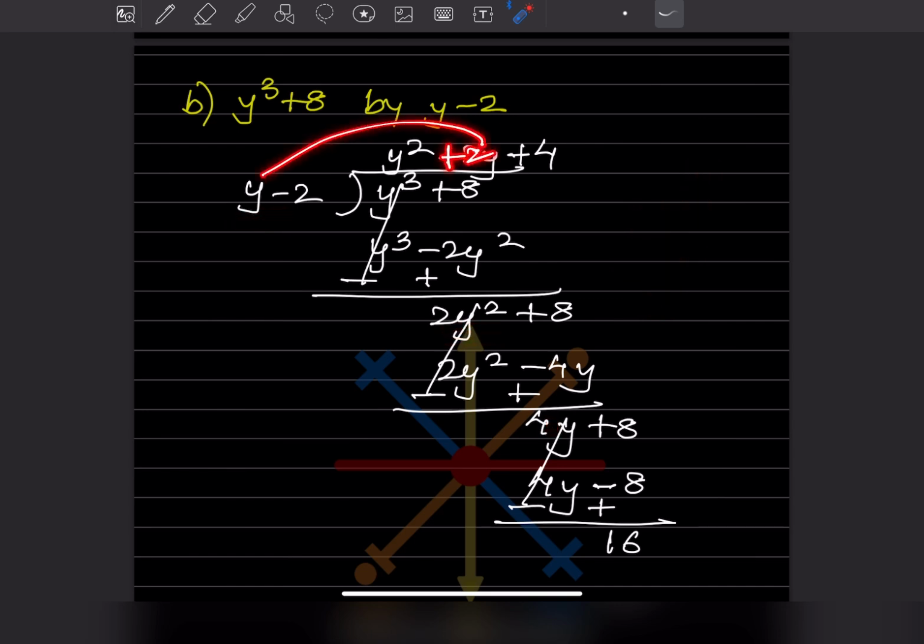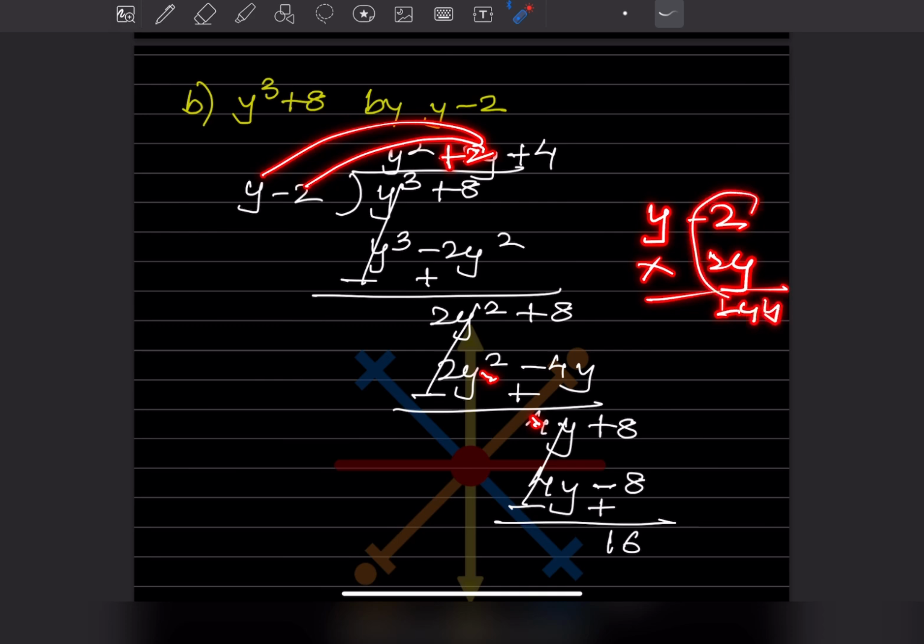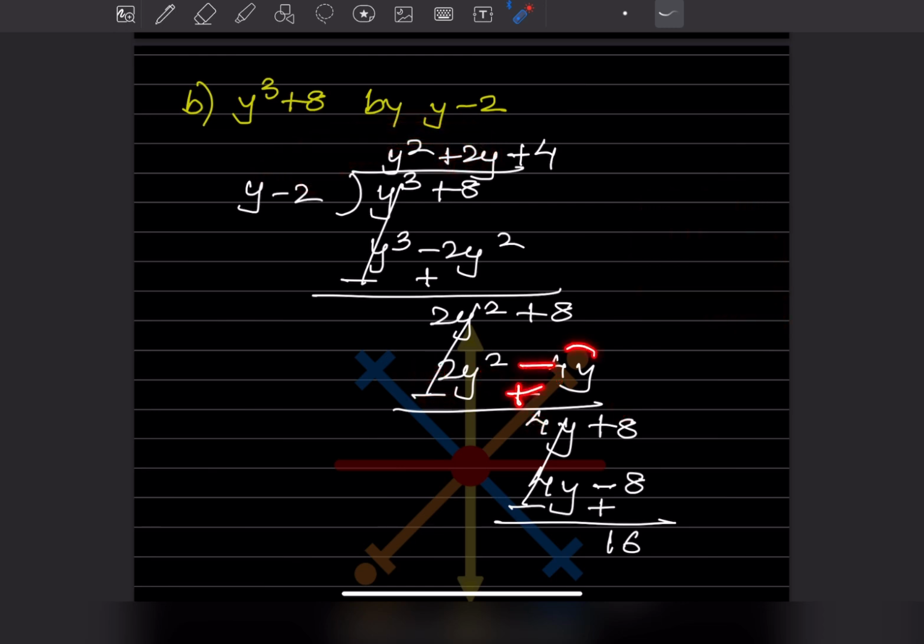So this into this into this one. So what do we get here? 2y square. 2y into y, that is going to be minus 4y. Along with the sign you have to see, y minus 2 into 2y. So this is going to be minus 4y. And here 2y square. Now plus becomes minus and minus becomes plus. So we are going to look at the new sign. So here it will be 4y and this plus 8 will come here.